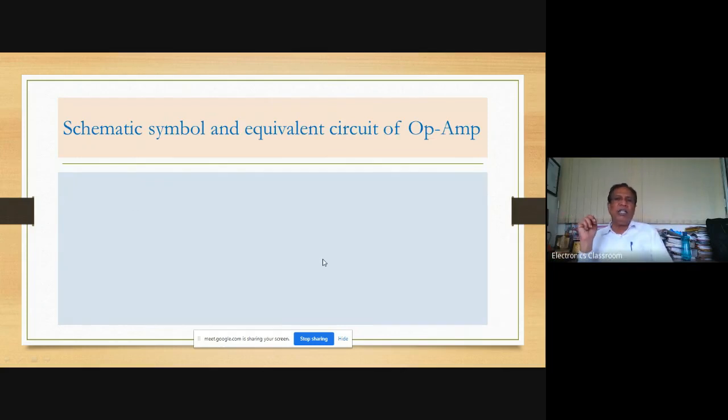Already we have studied this in Basic Electronics 2, in paper number 8, and the last topic was the fundamentals of operational amplifiers. त्याच्यामध्ये तुम्ही पाहिलेला आहे.